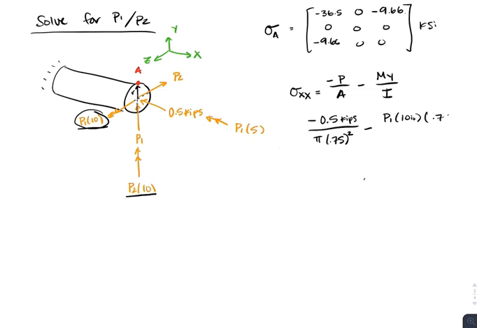So that's going to be 0.75 inches, over I, and the I for a solid circular cross section is going to be pi over 4 times 0.75, our radius to the fourth. So we can go ahead and set that equal to what we have for our normal stress, which is negative 36.5 ksi, and we can just go ahead and solve for what P1 is going to be. So P1, in this case, when you do the math, should come out to 1.2 kips.